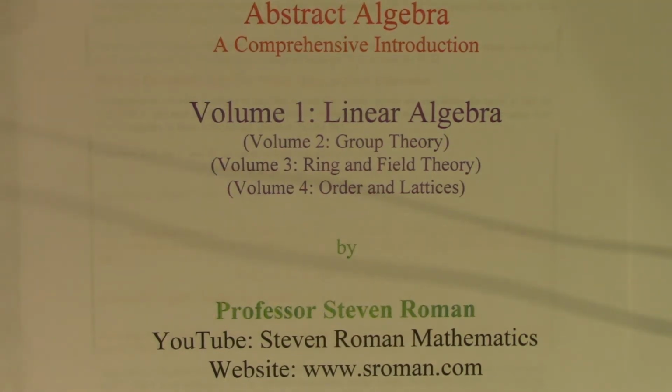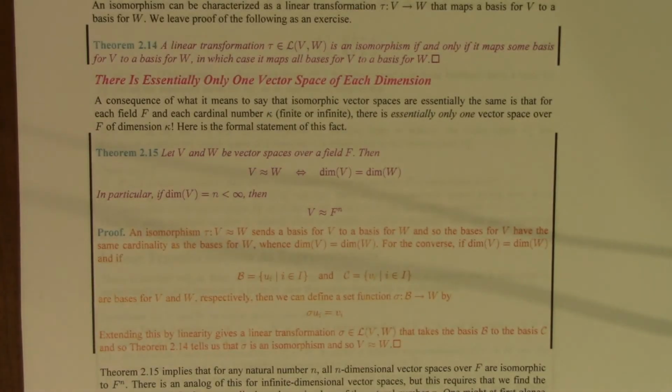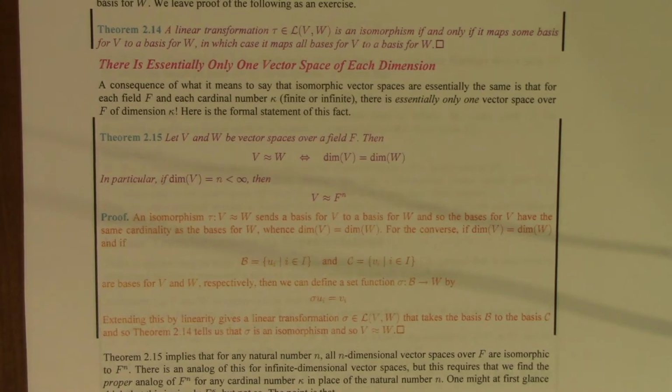Let's continue our discussion of linear transformations and isomorphisms. A consequence of what it means to say that isomorphic vector spaces are essentially the same is that for each field F and each cardinal number kappa, whether it be finite, that is a natural number, or infinite, there is essentially only one vector space over the field F with dimension kappa.